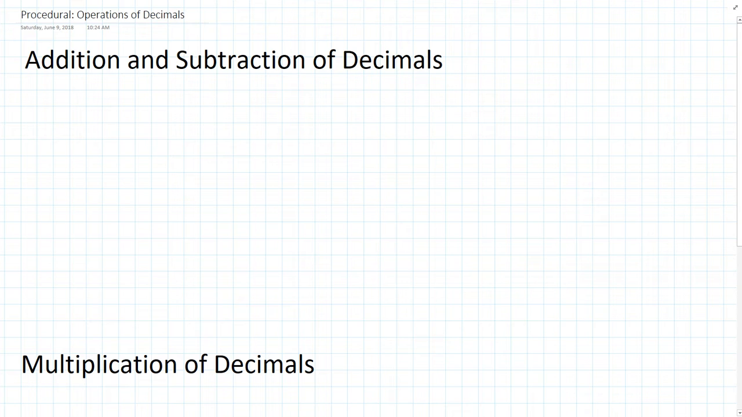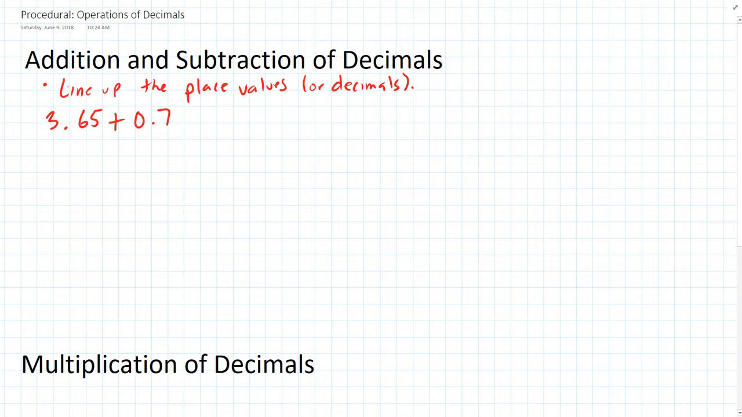I think the first thing we need to remember, and I think we do a good job remembering this, is when we add or subtract decimals, we need to make sure we line up the place values, or the decimals. Okay, and to illustrate this, let's start off with an example. Let's start off with 3 and 65/100ths plus 0 and 7/10.